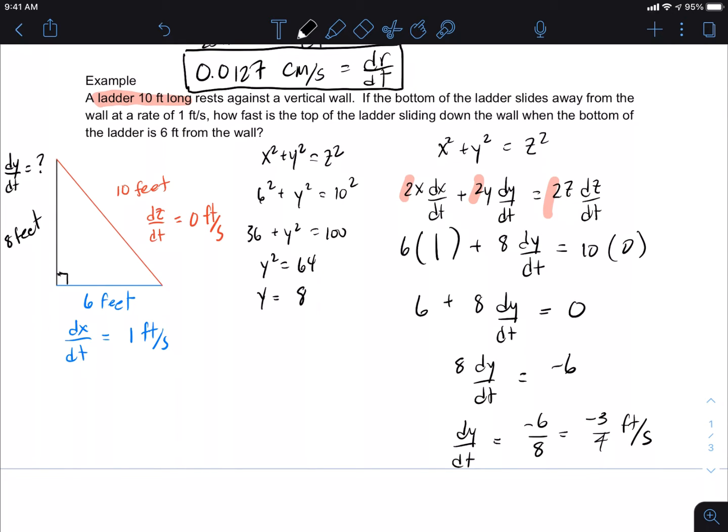So at that moment, when the bottom of the ladder is 6 feet from the wall, the ladder will be falling at approximately, well, no, not approximately, exactly 3/4 of a foot per second. That's pretty fast. I would not want to be at the top of that ladder.